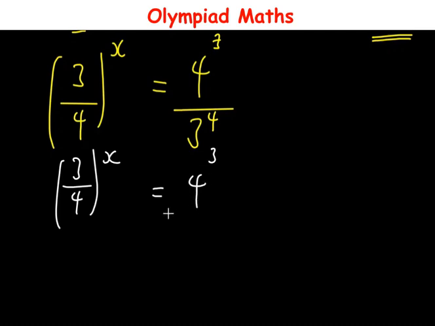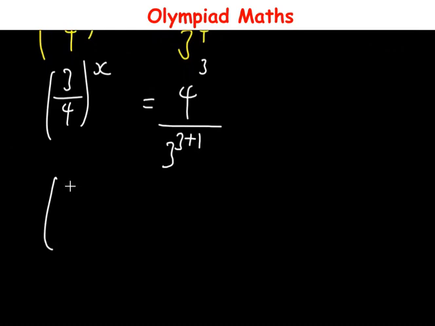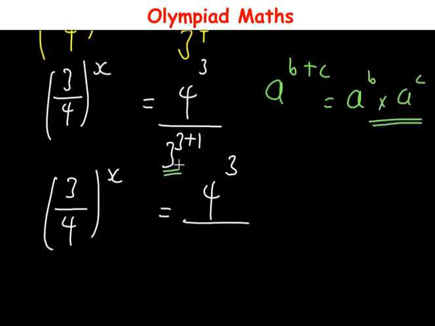From here, this equation can be written as in brackets 3 over 4 all raised to power x equals 4 raised to power 3 over 3 raised to power 4, which can be written as 3 plus 1. And with this, we have in brackets 3 over 4 raised to power x equals 4 raised to power 3 over, applying this rule of indices, if you have a raised to power b plus c, this equals a raised to power b times a raised to power c. Applying this rule right here, this becomes 3 raised to power 3 times 3 raised to power 1.